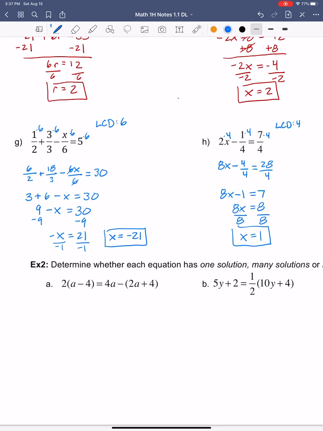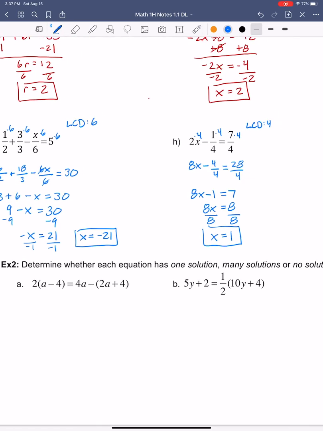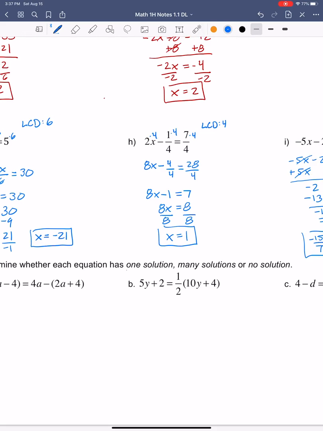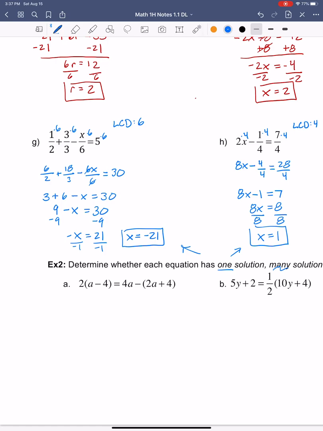All right, let's move to example 2a. This says determine if we have one solution, which is what we had in all these. These are one solutions here. All these problems have been one solution because we get x equals number. Many solutions, which we haven't got to yet, or no solution. Okay, so we'll check this out. We'll start this thing the same way.